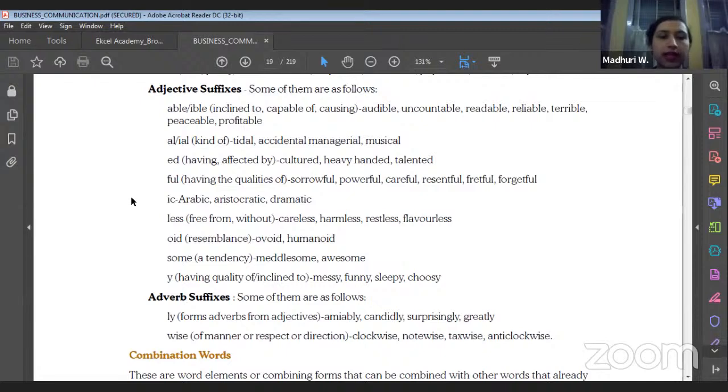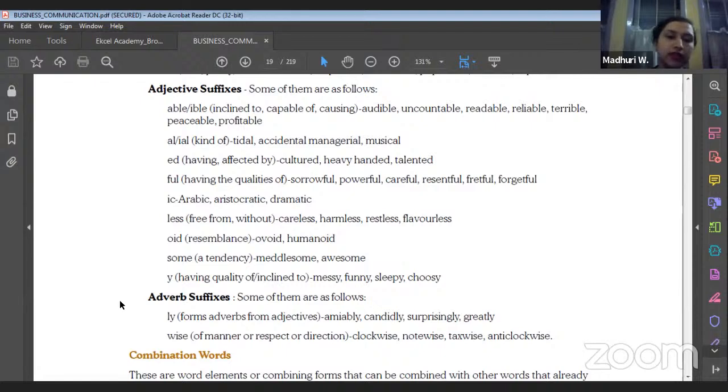Ic, like Arabic, aristocratic, dramatic. Less is free from or without, like careless, harmless, restless, flavorless. Oid means something which resembles, like ovoid, humanoid. Some is like a tendency, like meddlesome, awesome. Y means having the quality of or inclined to: messy, funny, sleepy, choosy, right?